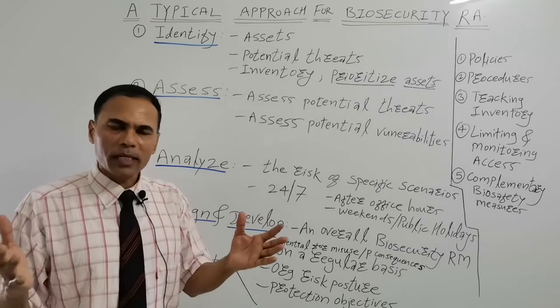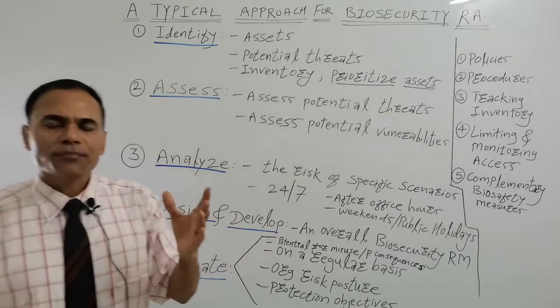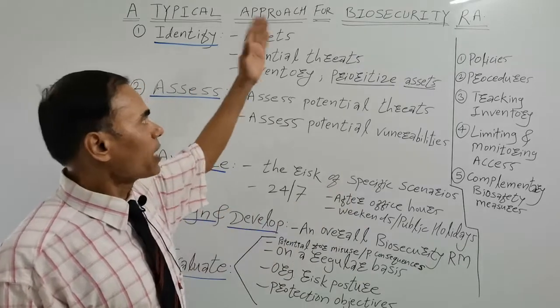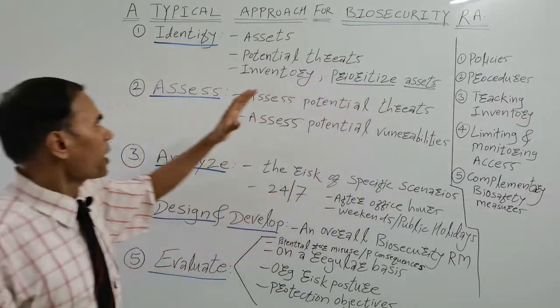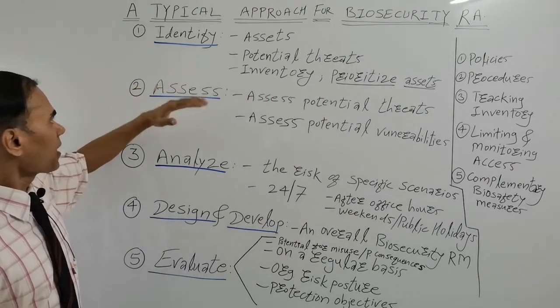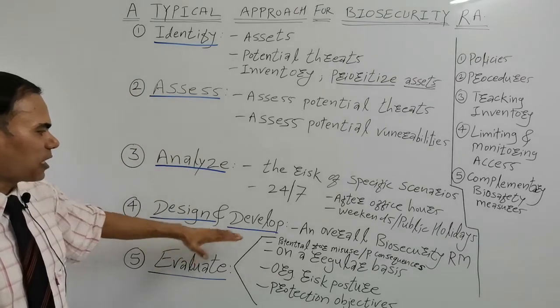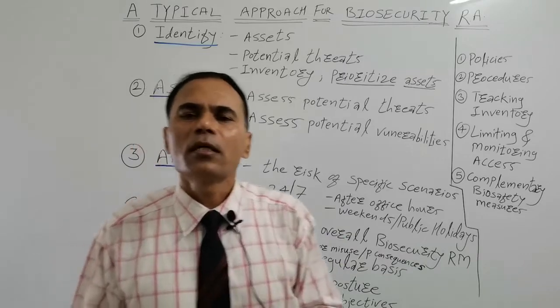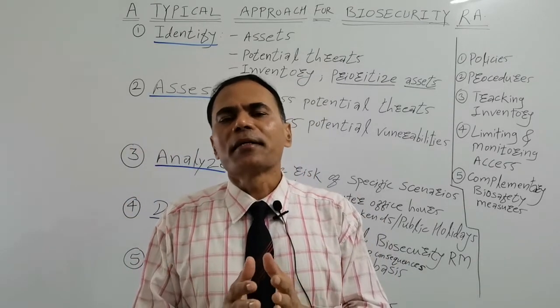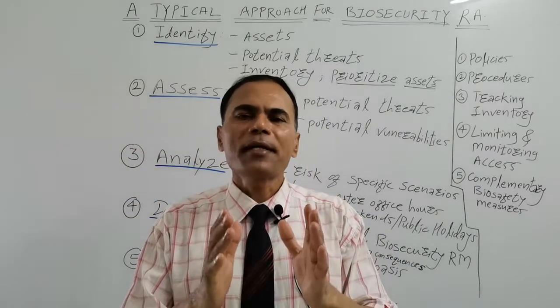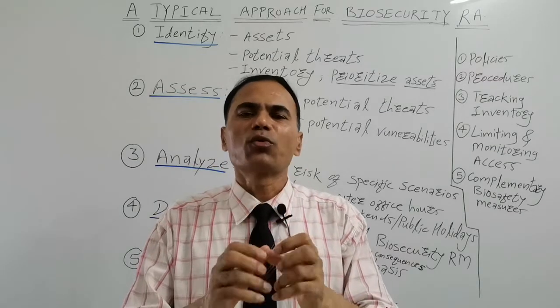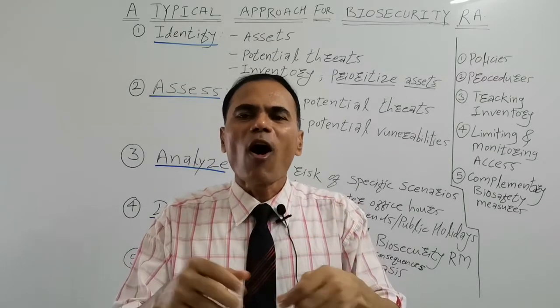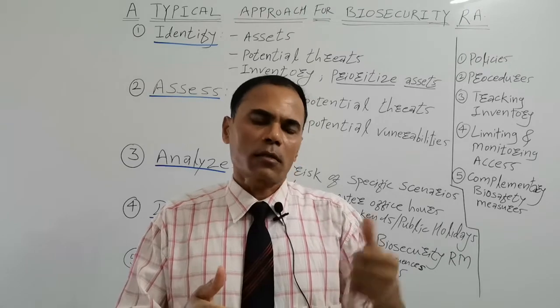For this purpose, the biosecurity risk assessment and effective and efficient implementation of your plan is very important for the safety of everybody. To summarize, for the biosecurity risk assessment, these 5 steps: identifying, assessing, analyzing, designing and developing, and evaluating. These 5 steps can be utilized.